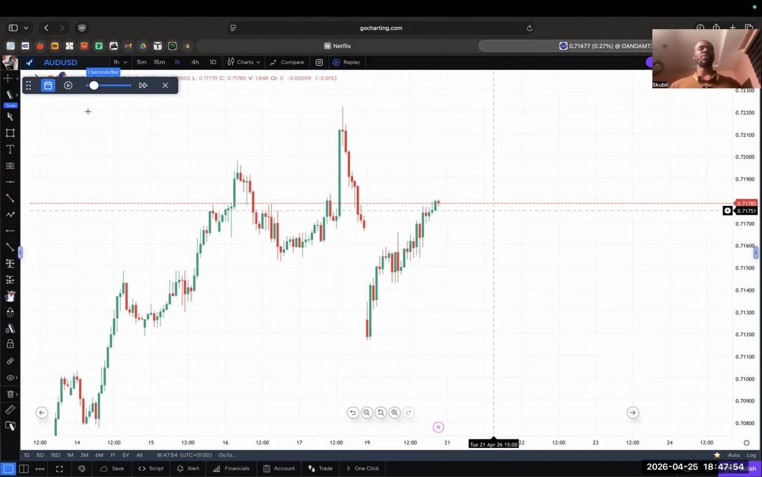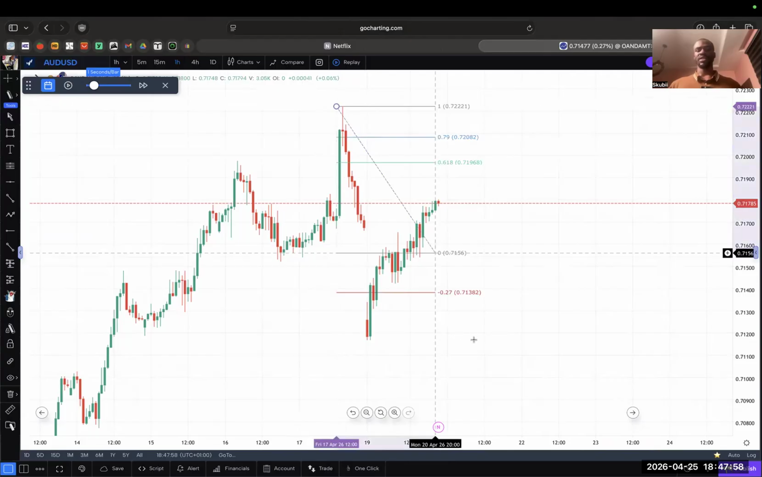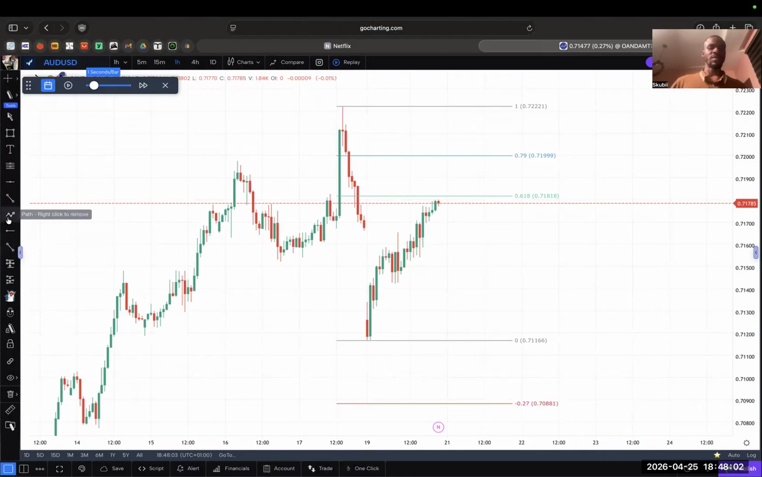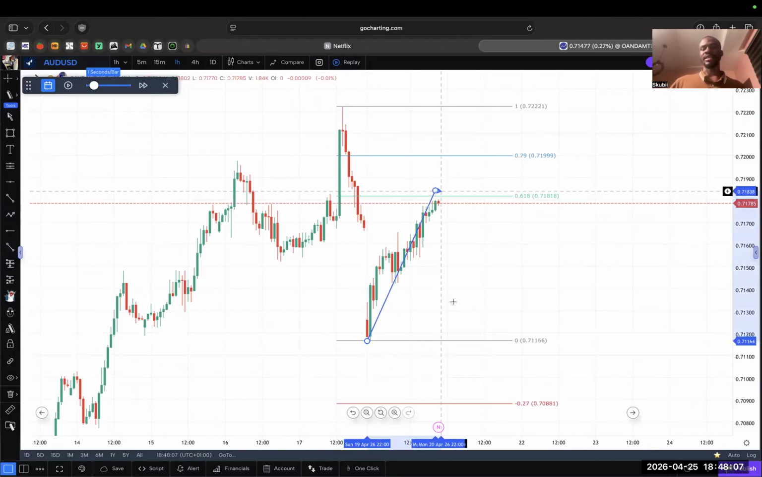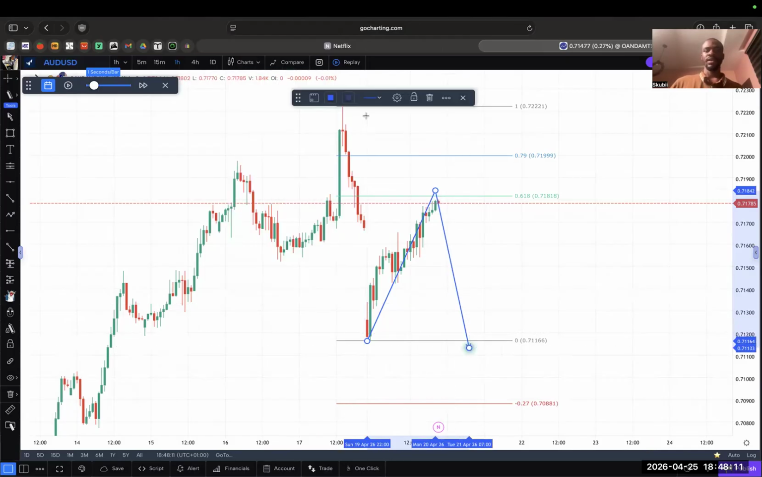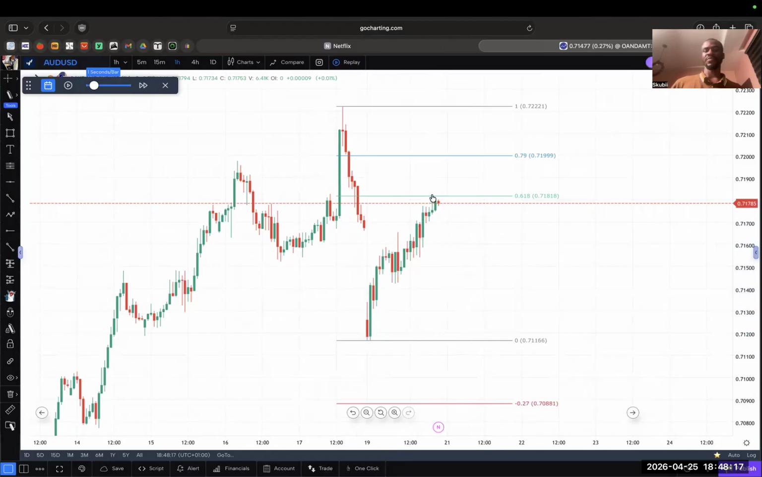What I did at this point was plot Fibonacci from the most recent high to the most recent low. Do you understand? At this point, what I was looking out for was for price to push up, tap this level, and then drop to the downside for something like this. Are you guys getting the whole idea? That was what I was looking out for. Now, the moment price tapped into this level, let's see.